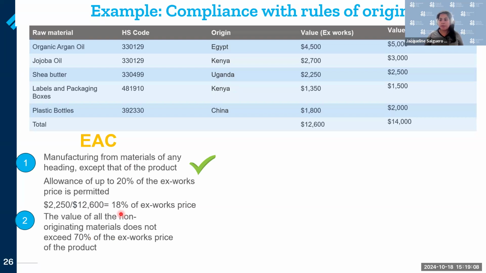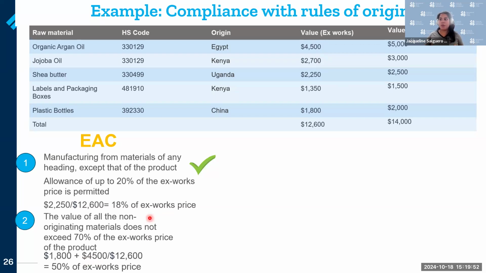The second condition was the value of the non-originating materials. So which are the non-originating materials? If I'm from Kenya and I'm transporting to Uganda, in theory, the non-originating materials for me will be Egypt, Uganda, and China. And it says that this should not exceed 70% of the export price of the product. But then you told me, but you have put only two costs here, the plastic bottles and the organic oil from Egypt. Yes, and it's because these 2 countries are part of the agreement.